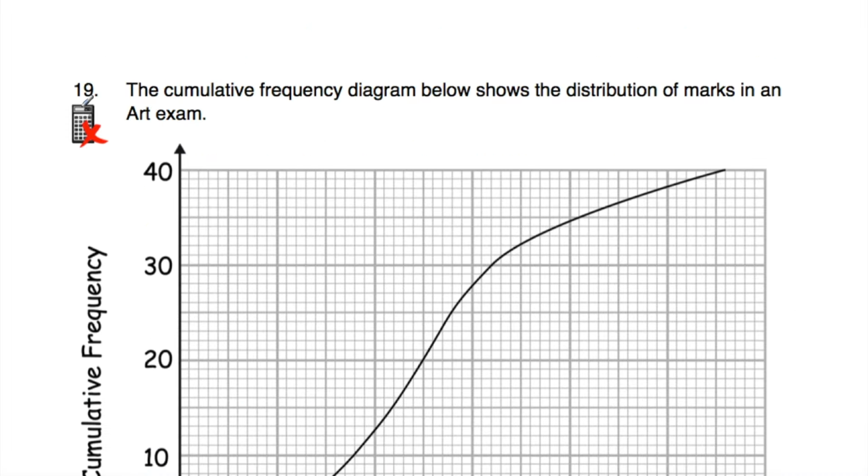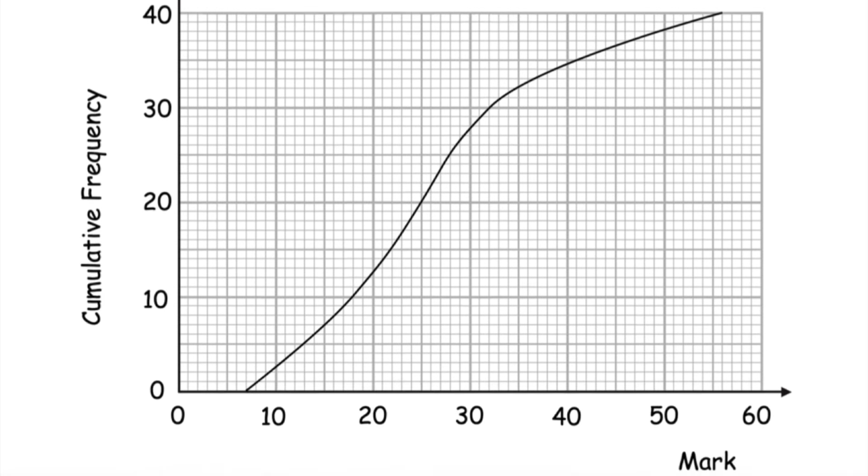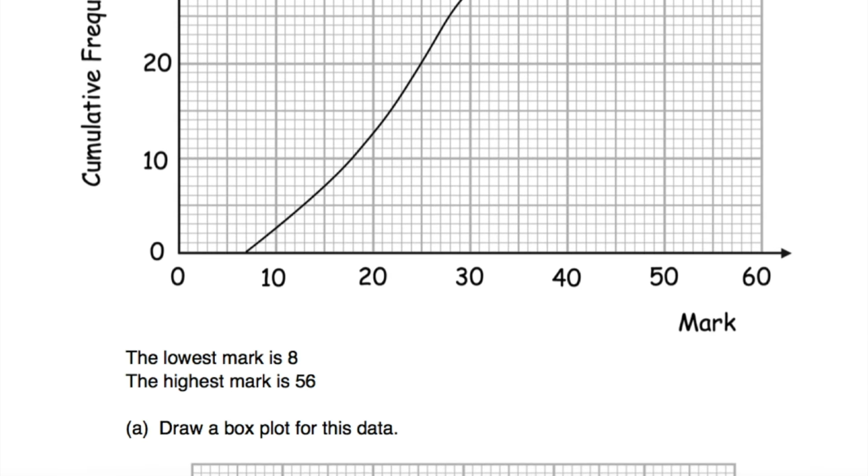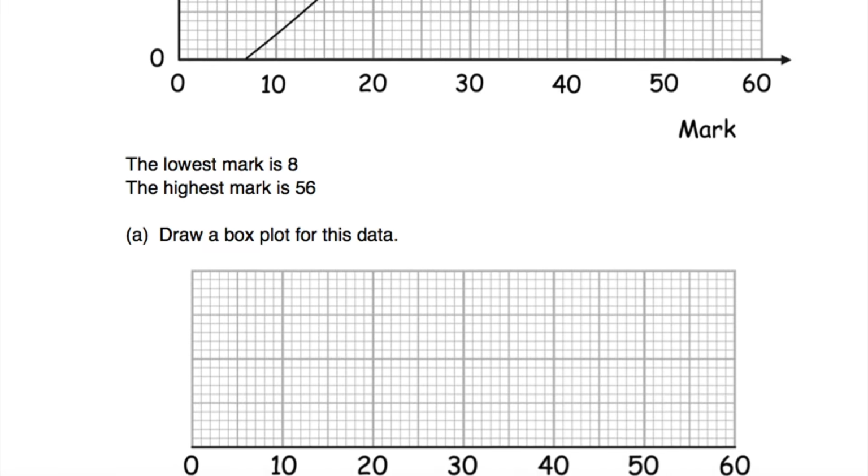Okay, let's have a look at our next question, question number 19. So question number 19 says, the cumulative frequency diagram below shows the distribution of marks in an art exam. So there's been an art exam, so we've got this cumulative frequency diagram, and then if we go on down, we're told the lowest mark is 8 and the highest mark is 56, and we've been asked to draw a box plot for this data.